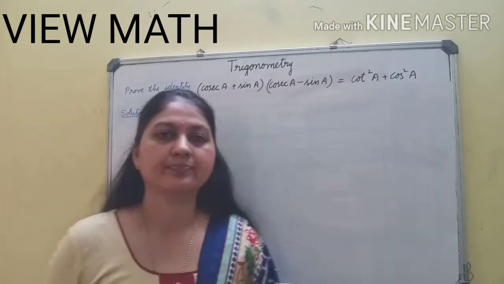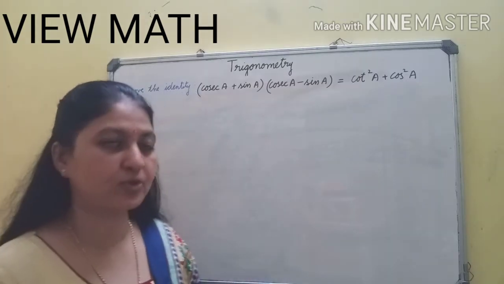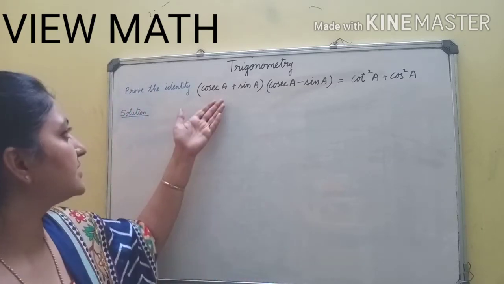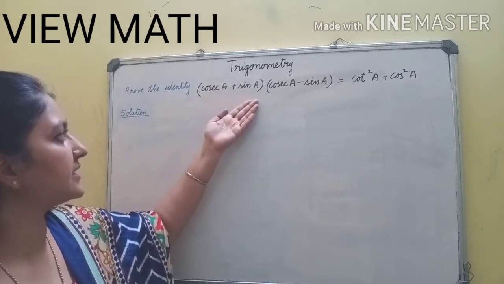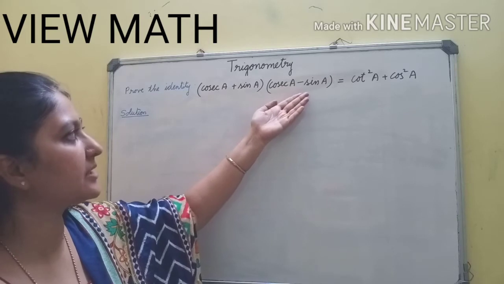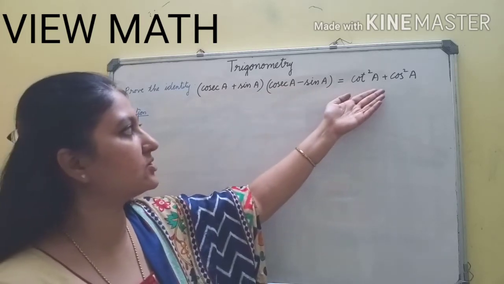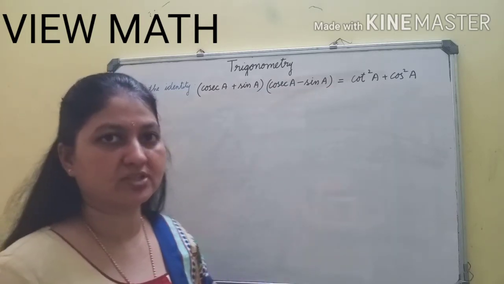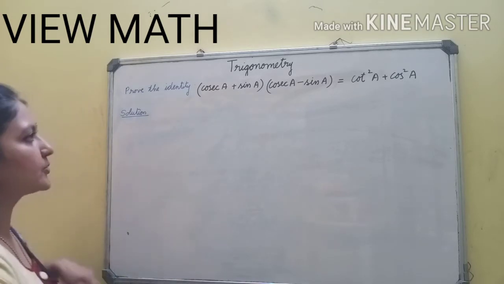Right? Now let's move on to the next problem. Prove the identity cosecant A plus sin A into cosecant A minus sin A is equal to cot square A plus cos square A. Now let me prove this.